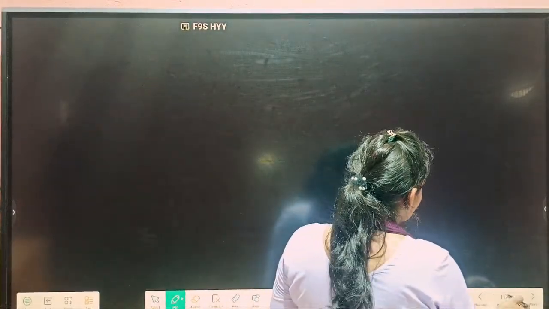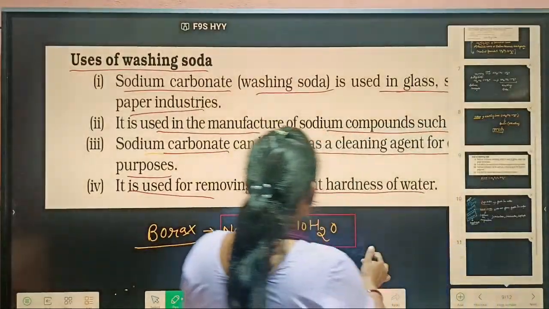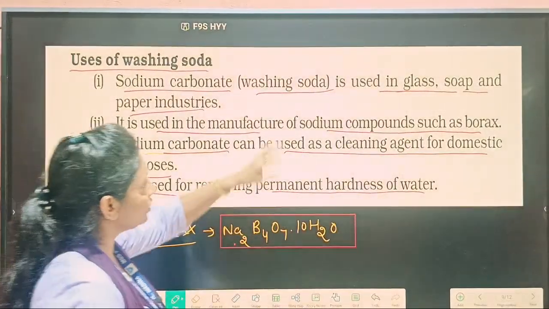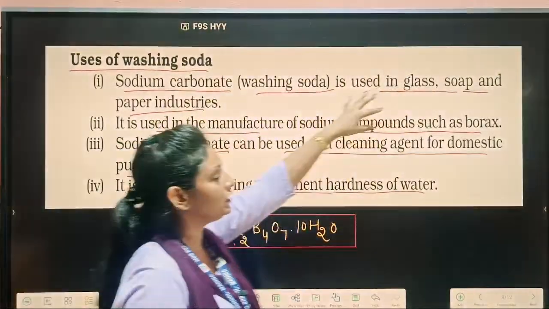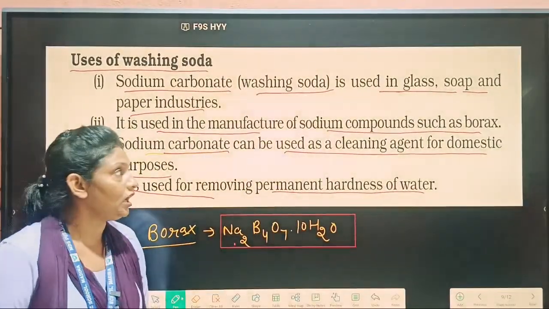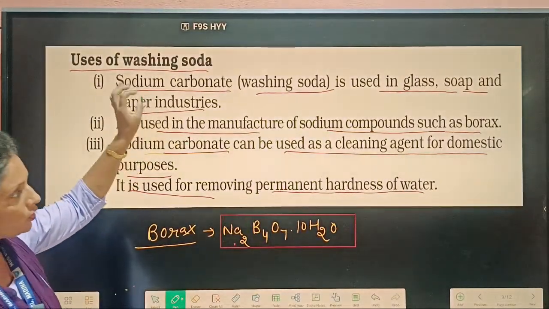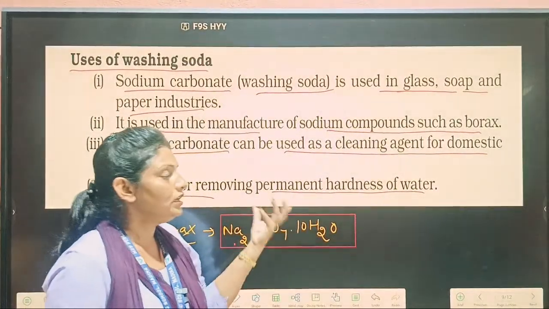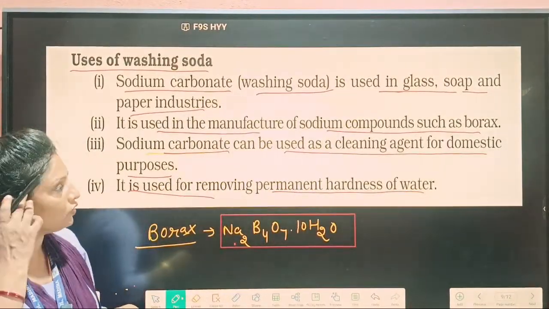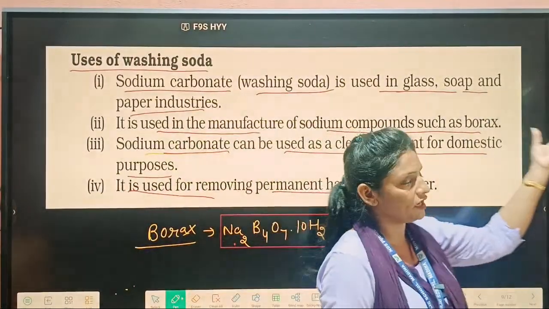ओके, देन स्टूडेंट्स, so these are the uses of the washing soda. फर्स्ट थिंग, वॉशिंग सोडा का यूज हम ग्लास इंडस्ट्री में करते हैं, सॉफ्ट फॉर्मेशन में करते हैं, और पेपर इंडस्ट्री में भी हम इसका यूज करते हैं. हम वॉशिंग सोडा का यूज कुछ सोडियम कंपाउंड बनाने में भी करते हैं, बिकॉज ये Na2CO3·10H2O है, सोडियम है, जैसे कि बोरेक्स बनाने में.